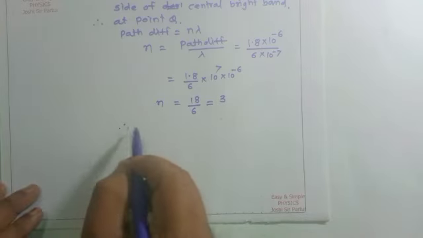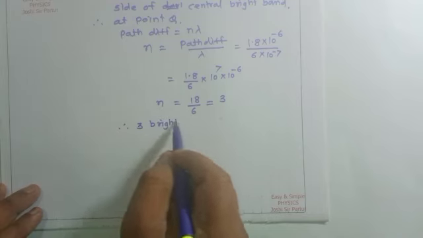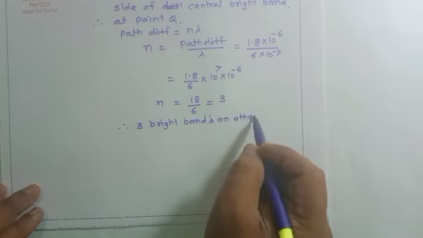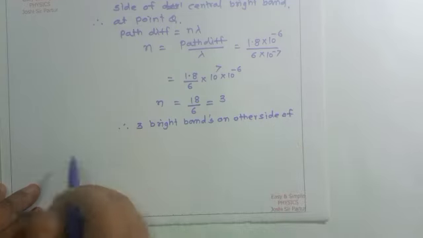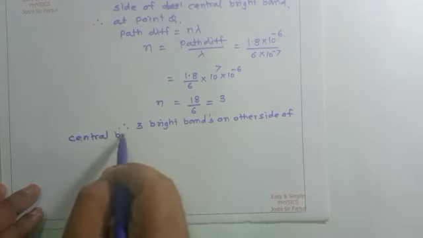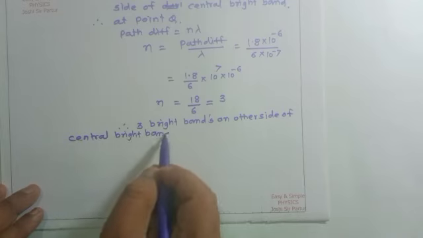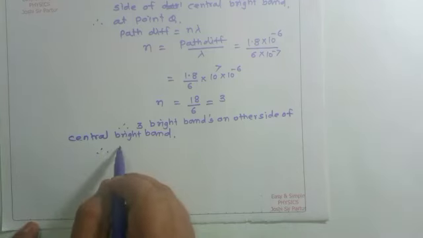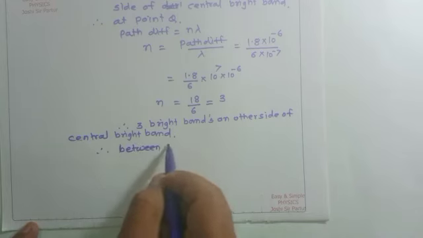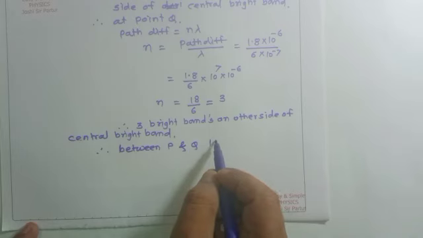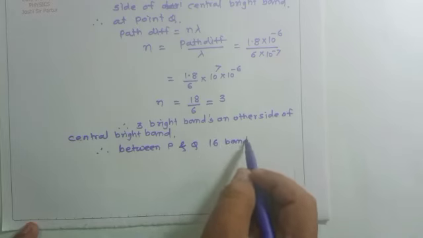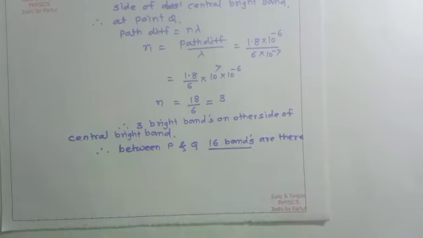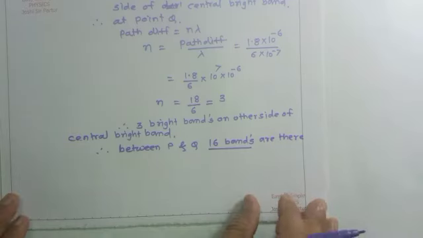Therefore, there are 3 bright bands on the other side of the central bright band, and therefore between P and Q, 16 bands are there. That will be the answer for the given question.